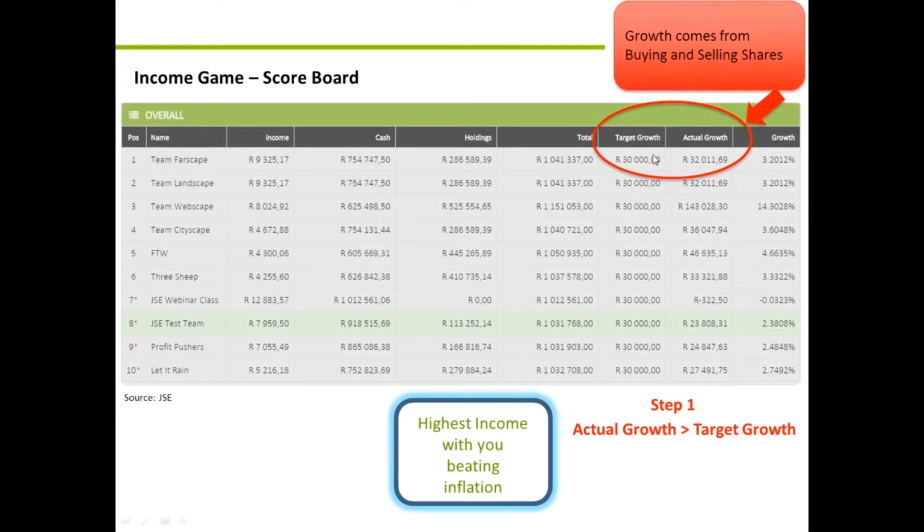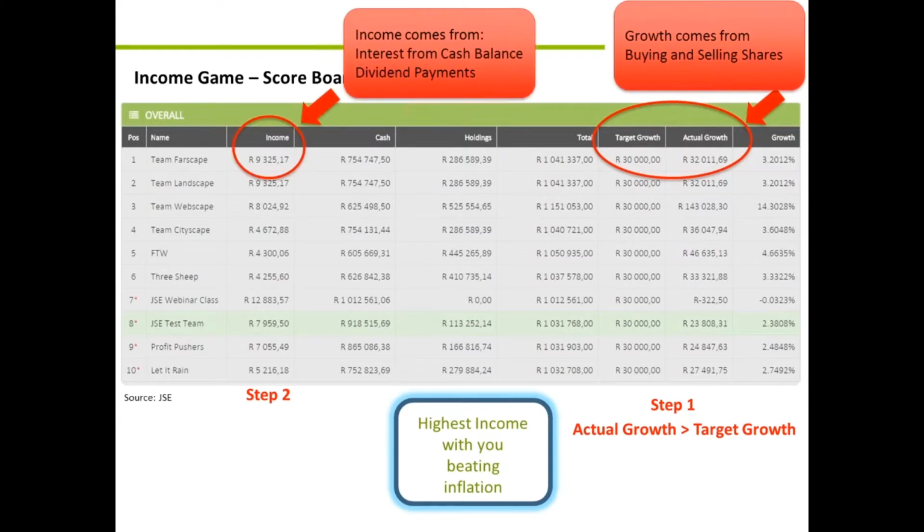So if we looked at the scoreboard, and I'm trying to help you understand how the scoreboard works. I've dealt with the portfolio. If we look at the scoreboard of the income game, the highest income with you beating inflation wins this challenge, and the inflationary target is 30,000 Rand for the duration of the game, and you've got to have above that by the time the game ends. You don't have to have it every month, but by the time the game ends on the 23rd of September, you need to be above 30,000 Rand.